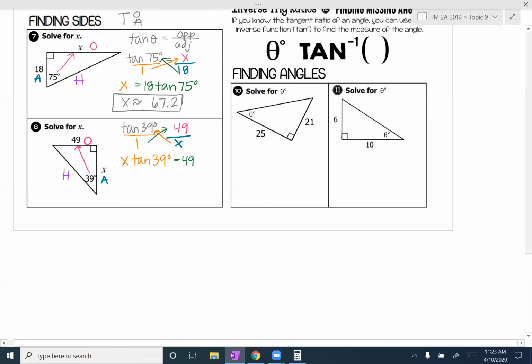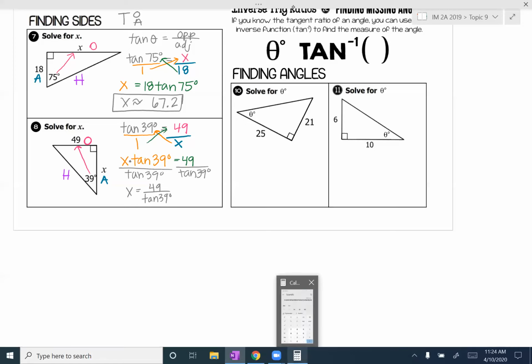In order to solve for x, what we have to do is get rid of the 39. Since this is multiplying, we're going to divide both sides by tangent of 39 degrees. So x is equal to 49 divided by tangent of 39 degrees. I'm going to show this calculation on both calculators just because I want to make sure you know how to do it.